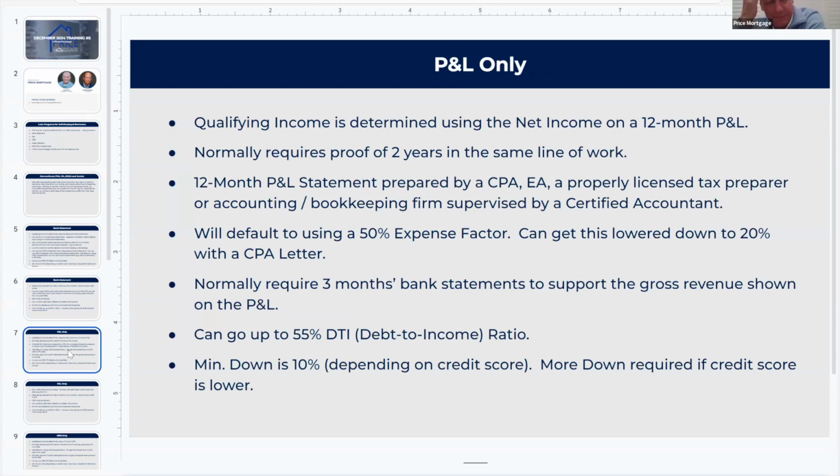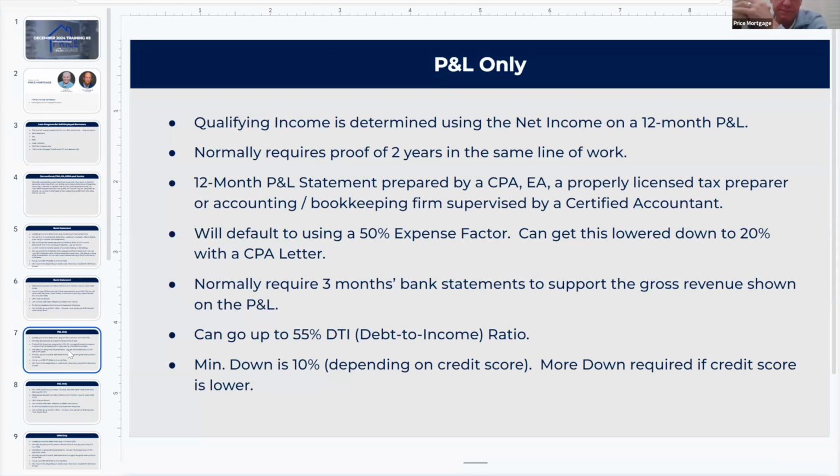P&L, I think, is becoming more popular just because there's less documentation. It functions the same way. They're normally going to require a 12-month P&L. We have some investors that will do less, but what's normal is a 12-month P&L. Again, they still require proof of 2 years in the same line of work. The P&L doesn't have to be audited per se, but they want it to be prepared by either a CPA, an EA, somebody who's a licensed tax preparer. And then everything's the same.